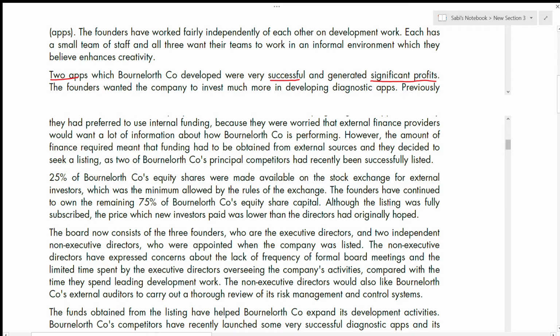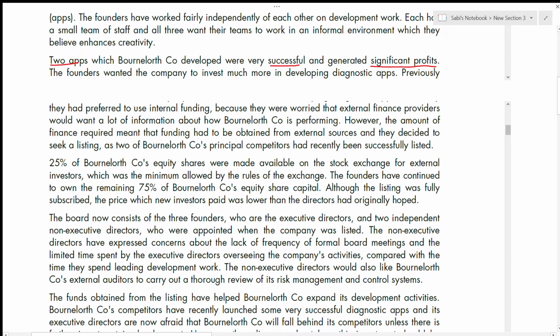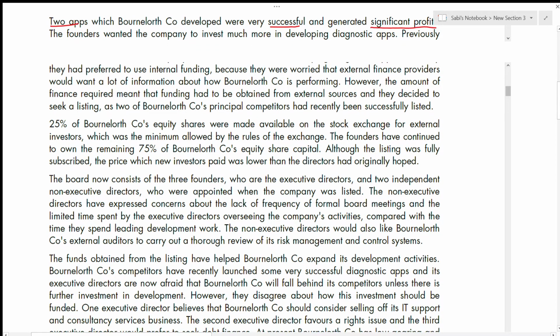Now, previously they have preferred to use internal funding because they were worried that external finance providers want a lot of information about how the company is performing. However, the amount of the finance required meant that funding had to be obtained from external sources and they decided to seek a listing as two of the company's principal competitors have recently been successfully listed. Right? So what's happening here is before they used to use internal funding, but now they have to go for external funding because they believe that their internal funding is not enough. But they are also saying that they don't want to go for external funding because they have to provide a lot of information to the finance providers. So that's why they are worried about that.